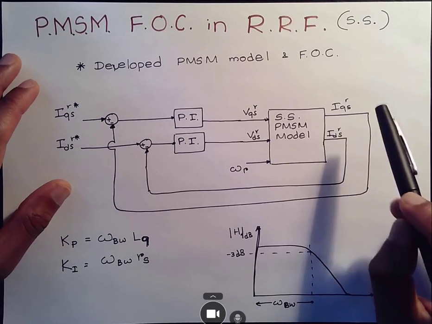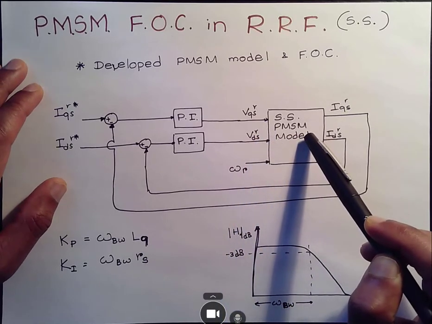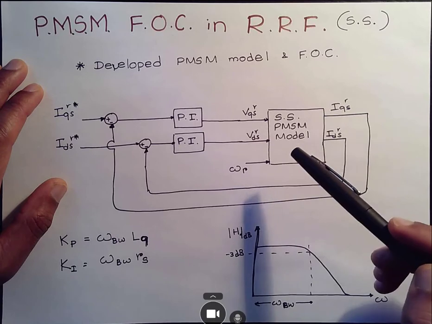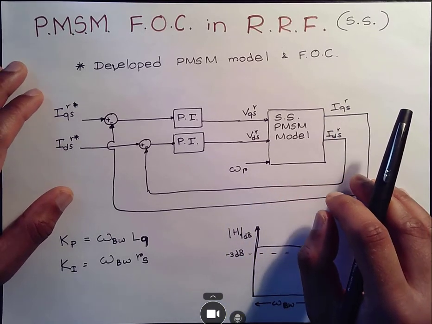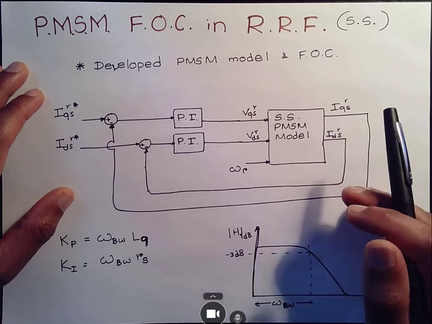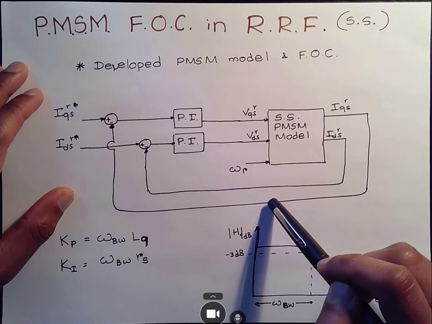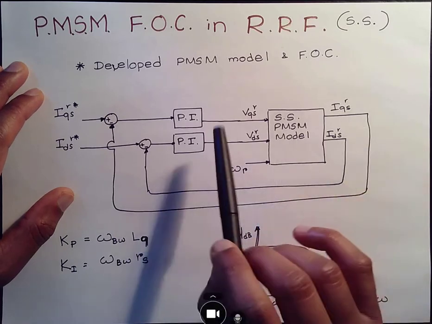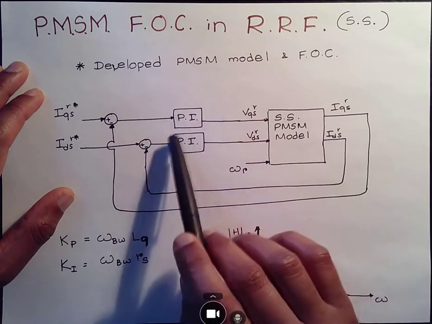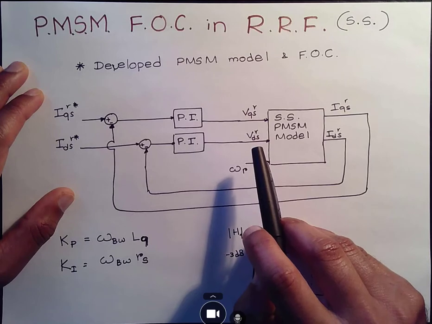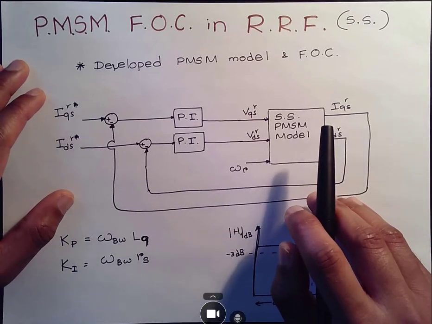And so today we're going to use this PMSM model, the steady state model, and we will try to implement field-oriented control. So this is the simplest form of field-oriented control that you're going to see that uses this rotor reference frame. And the goal here is to implement two PI controllers, one for each axis, because our zero axis or zero sequence is assumed to be zero in this discussion.